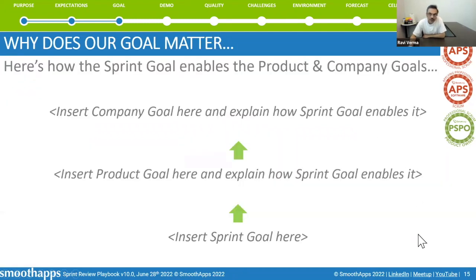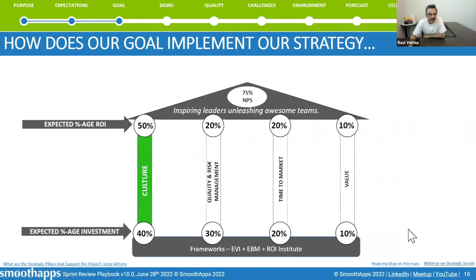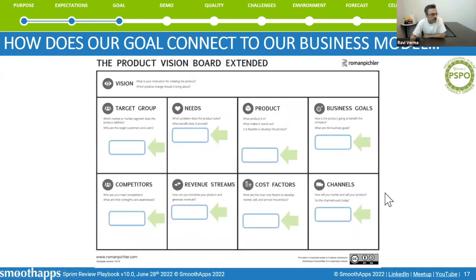Explain how the sprint goal ties to the product goal and the company goal. Again, one reason why stakeholders don't show up is they are not able to build a bridge between the work done by the team and what they care about. See if you can build the bridge here. Tied back to the product strategy, this is my preferred framework. It's a very simple framework. You have some strategic pillars. And then one of my clients actually color codes and highlights the pillar that is being implemented through the delivery or the achievement of the sprint goal.